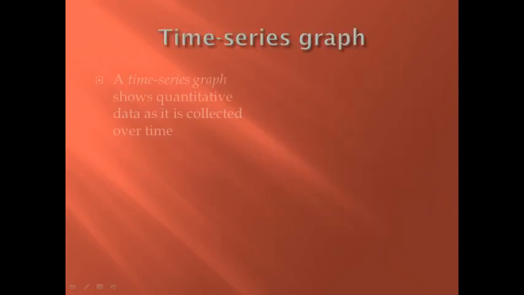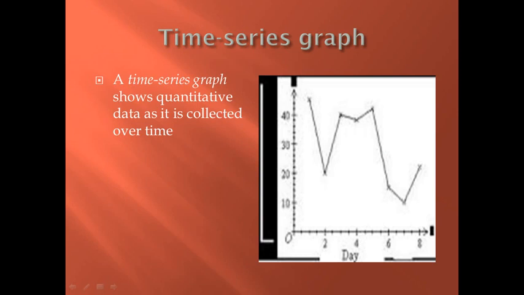The last one is the time series graph. The time series graph is exactly what its name suggests. It's showing quantitative data as it is collected over time. The big one that this is used for is radioactive material. Those of you that are interested in chemistry, you've seen time series graphs plenty when it comes to radioactive decay.